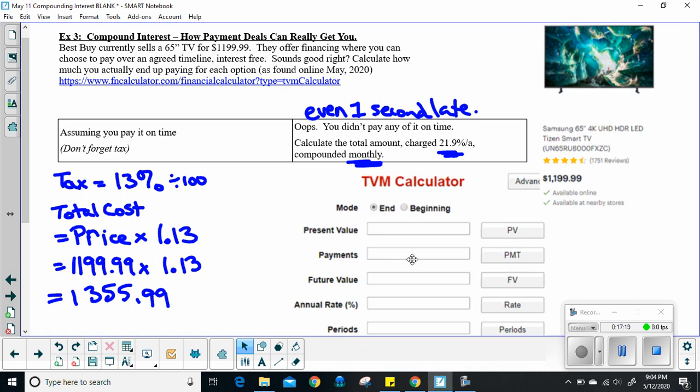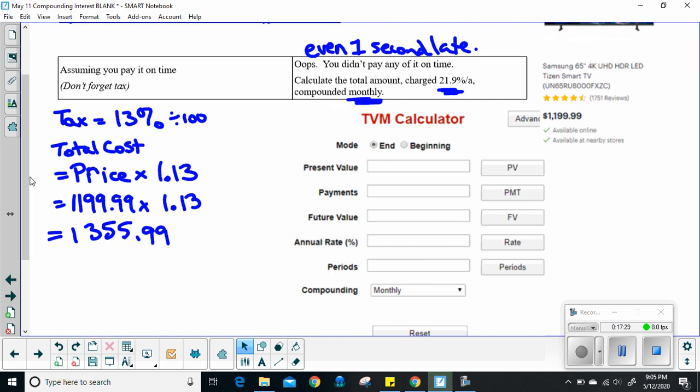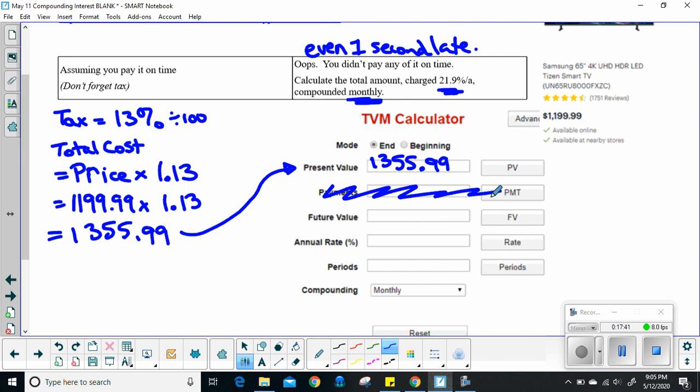So instead of using our equation, which we can totally do, I'm going to introduce you to one of the online calculators, and we're going to use that to kind of see how things are looking. So when we go to type things in, we have to put in our present value, right? So that's going to be our purchase price with the tax included. So we're going to type in 1355.99. Ignore payments for now. Okay. Future value, well, this is what we're looking for. Annual interest rate, so we leave it as a percentage, 21.9. And periods, well, that's our little n.